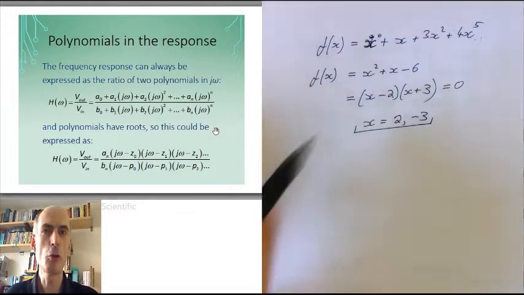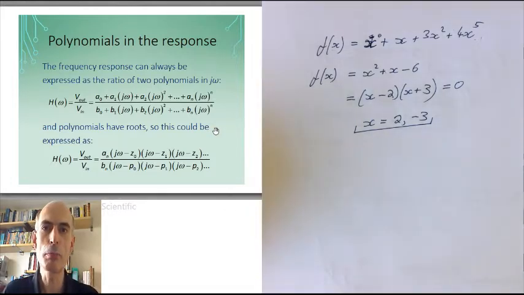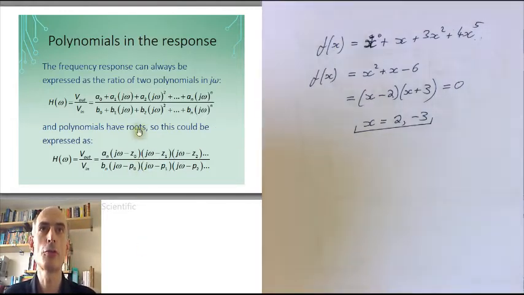As we've noted, polynomials have roots, values where the polynomial evaluates to 0. And we can express these polynomials in terms of their roots in this form here. If I multiply out all of these brackets, the term in j omega to the power of n, where n is the number of roots that they have, would just be an times j omega to the power of n, which is this term here. The term without any j omegas in it at all would be an times minus z0 times minus z1 times minus z2 and so on, and that would be the term a0, and all of the other terms would have their corresponding coefficients.